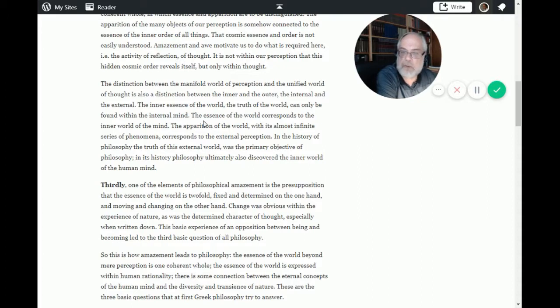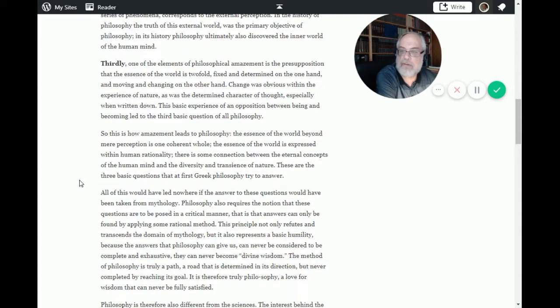The essence of the world corresponds to the inner world of the mind. The apparition of the world, with its almost infinite series of phenomena, corresponds to the external perception. In the history of philosophy, the truth of this external world was the primary objective of philosophy. In its history, philosophy ultimately also discovered the inner world of the human mind.